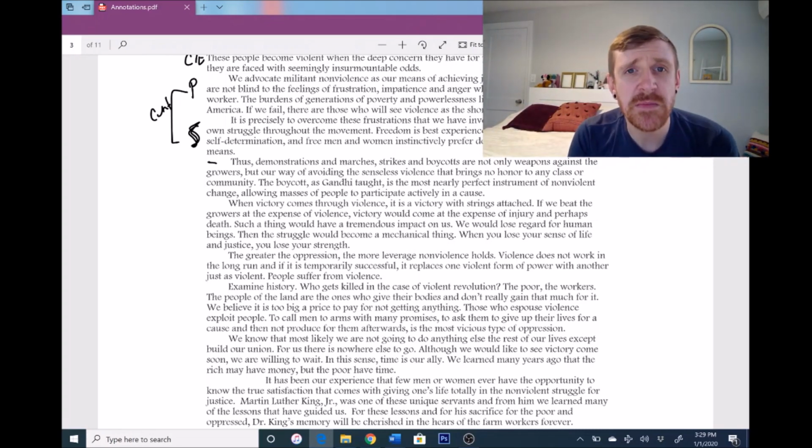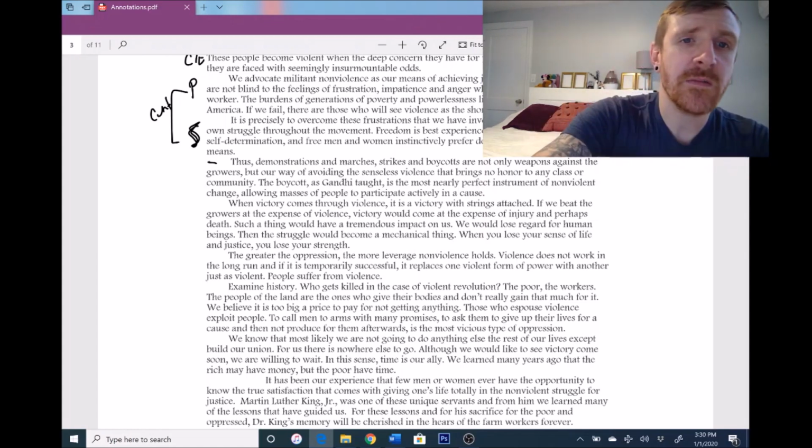So it says, "Thus, demonstrations and marches and strikes and boycotts are not only weapons against the growers, but our way of avoiding the senseless violence that brings no honor to any class or community. The boycott, as Gandhi taught, is the most nearly perfect instrument of nonviolent change, allowing masses of people to participate actively in a cause." And this is a great paragraph to mark exemplification for multiple reasons.